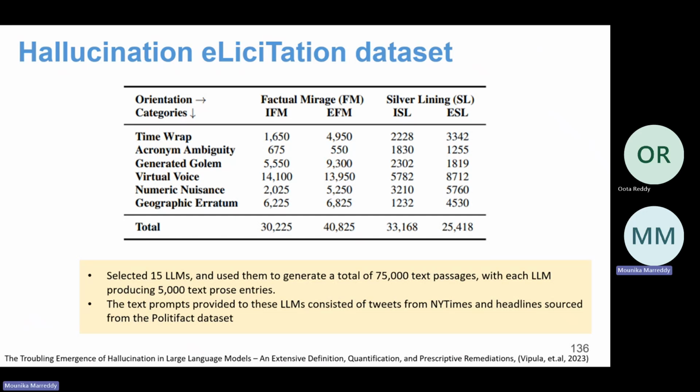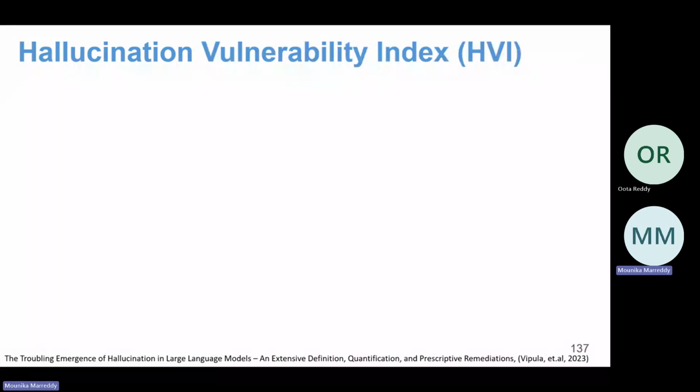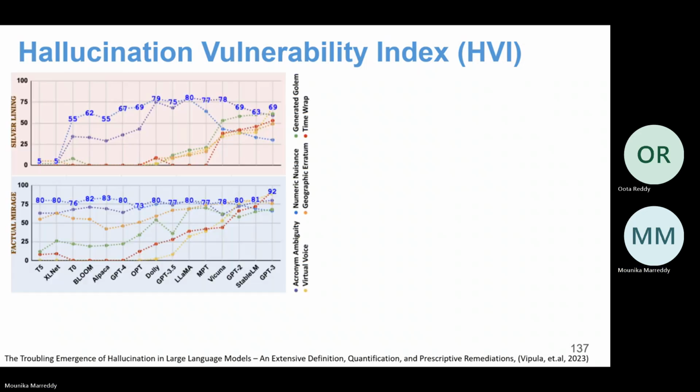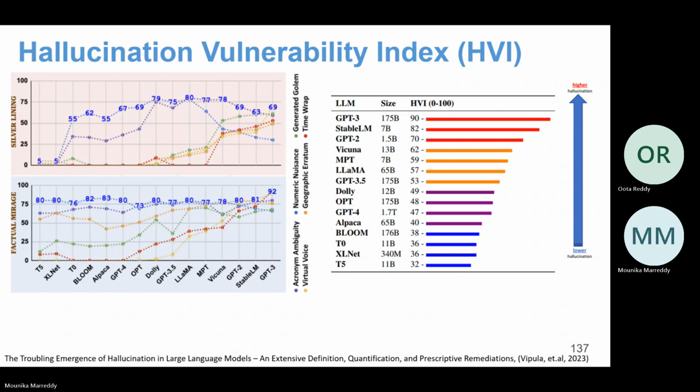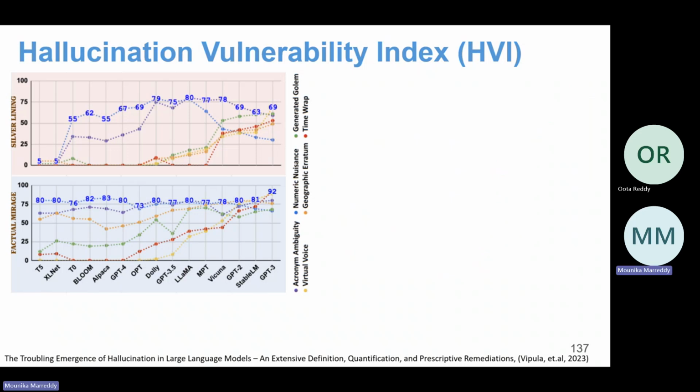And then comes the hallucination vulnerability index. So now we have the datasets and we have the methods to mitigate hallucinations. We also need a metric to measure hallucination. Using the hallucination vulnerability index, HVI, we can measure the hallucinations. In the figure shown on the left, larger LLMs without reinforcement learning are prone to both orientations of hallucination, as shown in this figure.